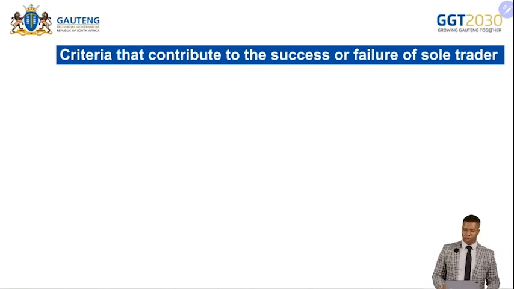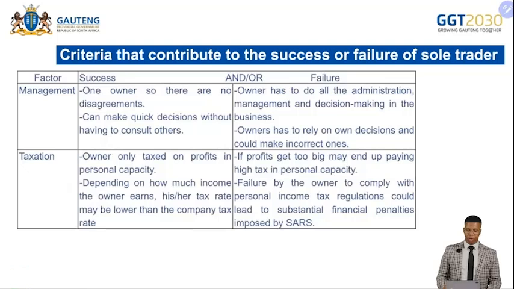The first one we'll be looking into, remember, is the issue of management. So we'll look into a sole trader as a form of ownership and look into the success and or failure factors when it comes to management. Now, we know that a sole trader is owned by only one individual. So one owner, so the success part becomes the idea that there are no disagreements there, and they can make quick decisions without having to consult with others.